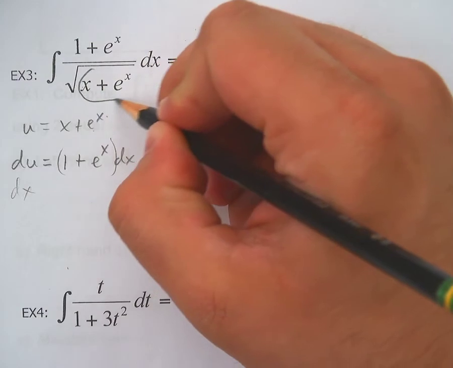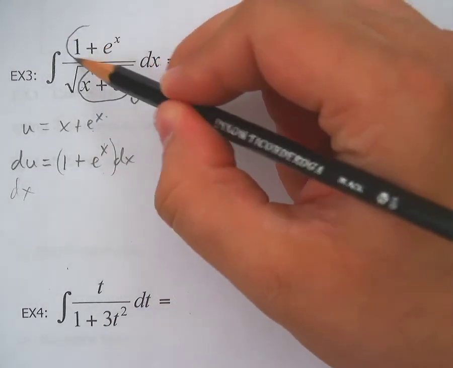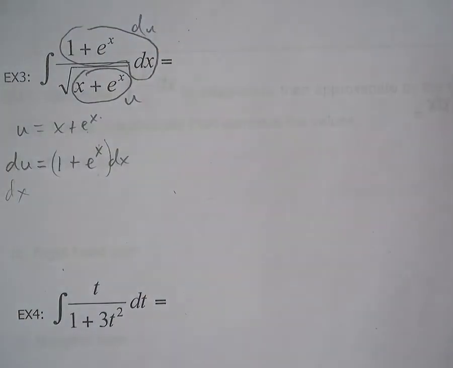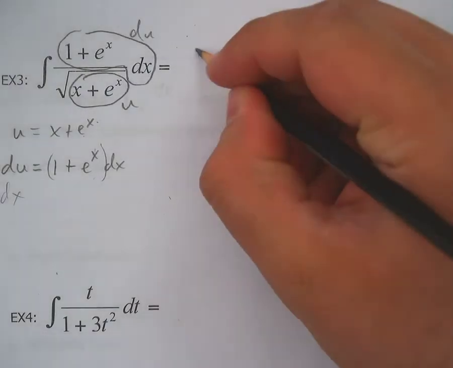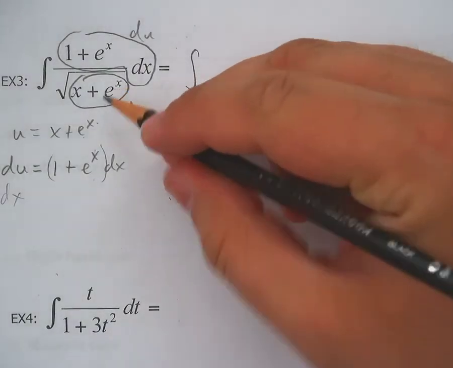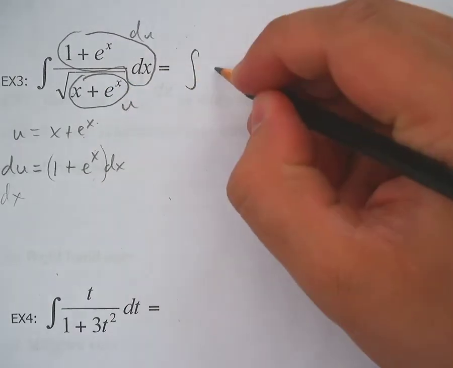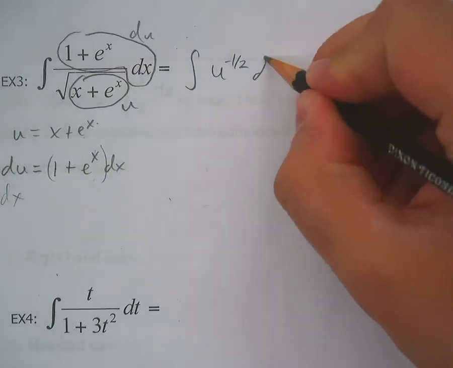So let's see what we got. We've got u, 1 plus e to the x dx. We've got du. So this one actually simplifies pretty quickly into the integral of, now this is 1 over the square root of u. So let's call it u to the negative 1/2 du.